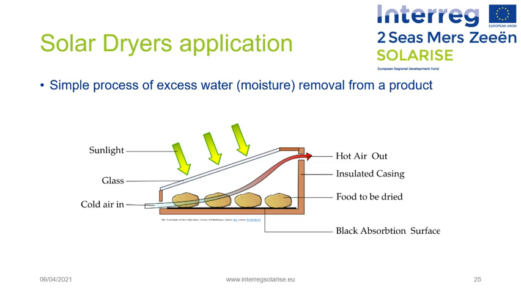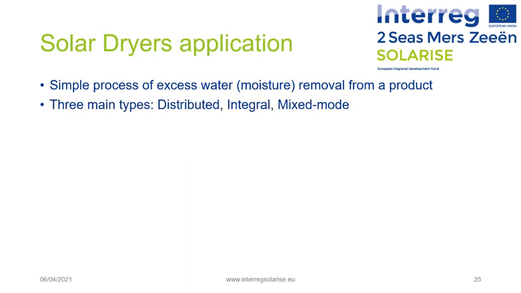Solar dryers mainly use air as the medium fluid to transport the excess moisture in the form of water vapor from the product to the surrounding environment. According to the product, different conditions are required to dry it in the best suitable way: solar radiation and temperature, relative humidity, airflow rate. That is why several types of solar dryers have been developed.